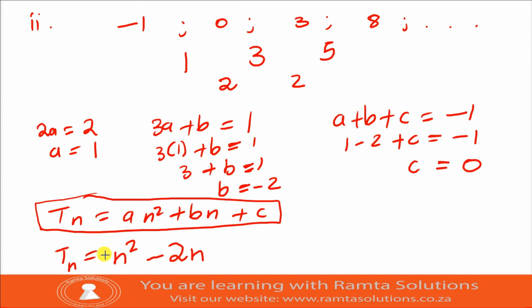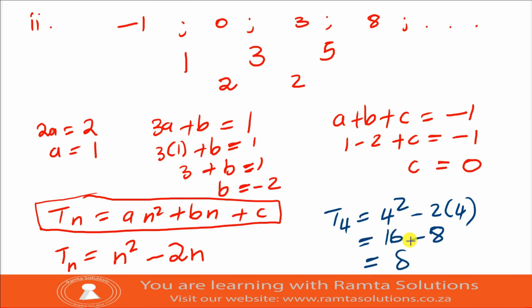Now, I need to check if the general term is correct. I'm going to use term 4. Let me test with term 4. Term 4, I have 4 squared minus 2 into 4. This is 16 minus 8. This is 8.